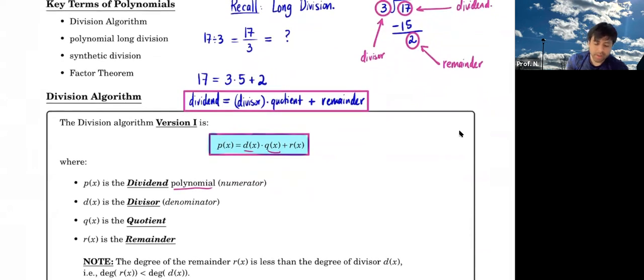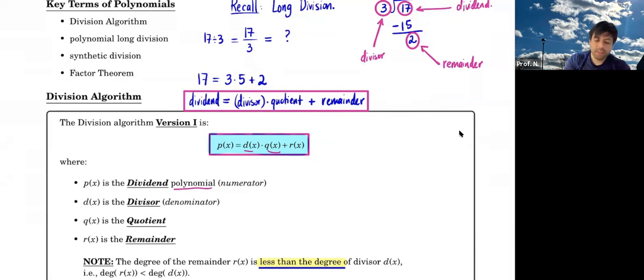And the important thing here is that whatever the degree is of the remainder, it's always going to be less than, so I should stress that, the degree of the remainder is less than the degree of the divisor. Let's just keep in mind when we do the division that the remainder will always have a smaller degree than the divisor, no matter what.